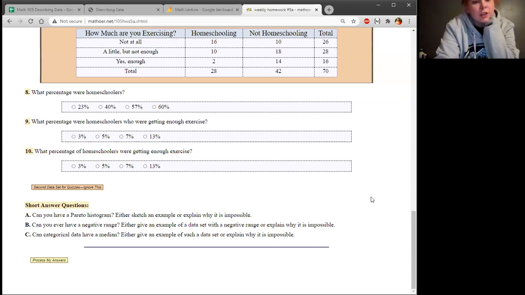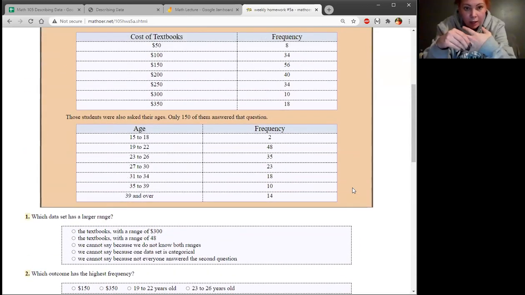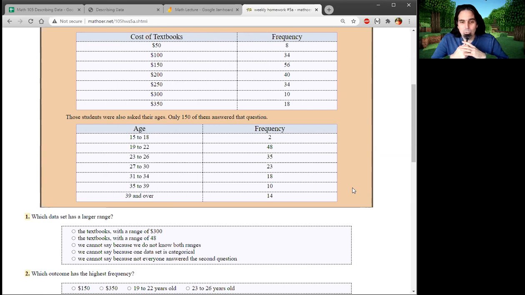I have a question about number 1 on this homework. Sure. I think it was on the range. Okay, so you want to know out of which data set has the largest range. So on the age group, the oldest one is 39 and over. So would we just use 39 to subtract from 15 to find the range? Or when it says over, doesn't matter? What if there's a 105-year-old at that college?